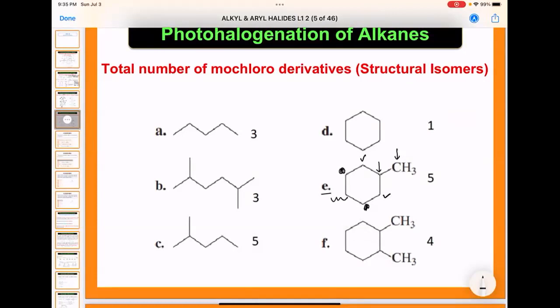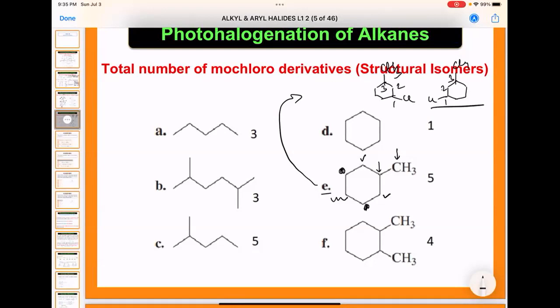You can write their names also. If you have any confusion, I can write the name. This is CH3 and Cl, 1, 2, 3. 1-chloro-3-methylcyclohexane. If you put Cl on this side, that is also the same. 1, 2, 3. 1-chloro-3-methylcyclohexane. Is it clear? So it is the same from both ways. Clear? Yes, sir. So that's why 5.